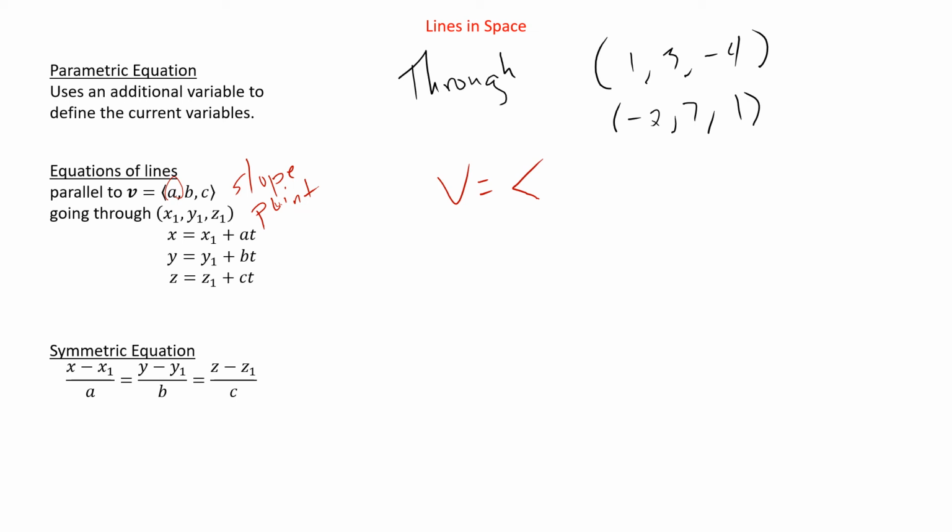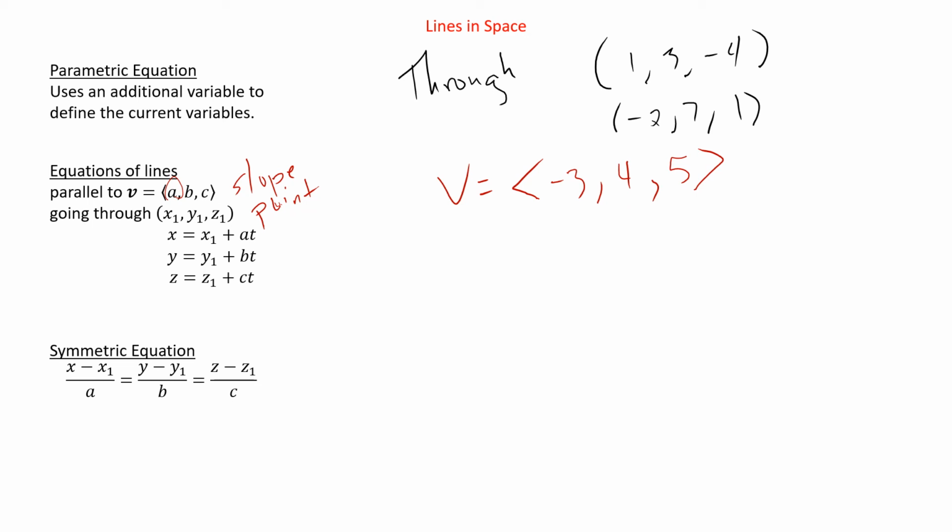So to get from 1 to -2, we would subtract 3. To get from 3 to 7, we'd add 4. And to get from -4 to 1, we would add 5. So there's our v. Now for our point, we could pick either of the 2 points on the line. It does not matter which point. We will get the same points, we'll get the same line, but the equations will look different. Same thing as if we had gone the other way for the points. The equations would have a negative instead of a positive. But that's okay. The equations can look different. It will still get us the same series of points for the values of t that we would plug in.